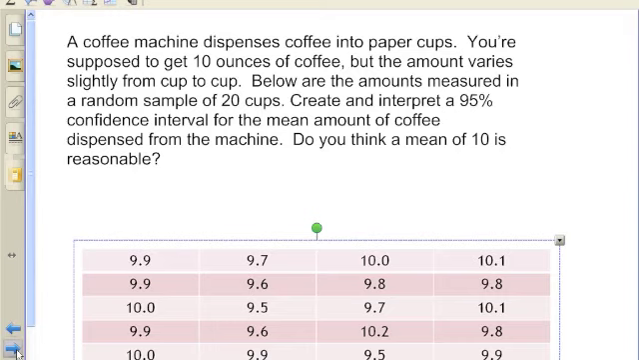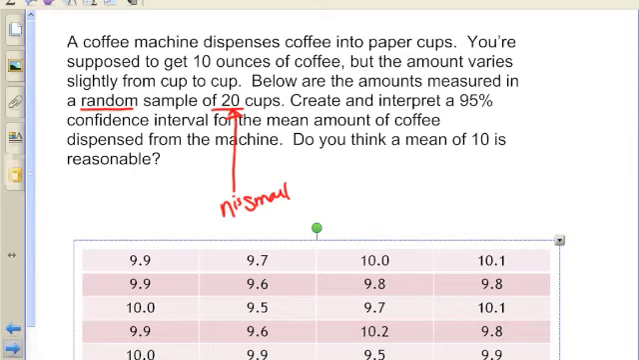Below are the amounts measured in a random sample of 20 cups. Okay, so it is a random sample, and we're looking at 20 different cups. You will also notice that a lot of times in our stories, we have really small sample sizes, and that's another reason why we end up using this t-distribution. It just works better for small samples. So we're going to create and interpret a 95% confidence interval for the mean amount of coffee. We're thinking average amount of coffee dispensed from the machine. And then we're going to come back to see if a mean of 10 is reasonable based on this data.